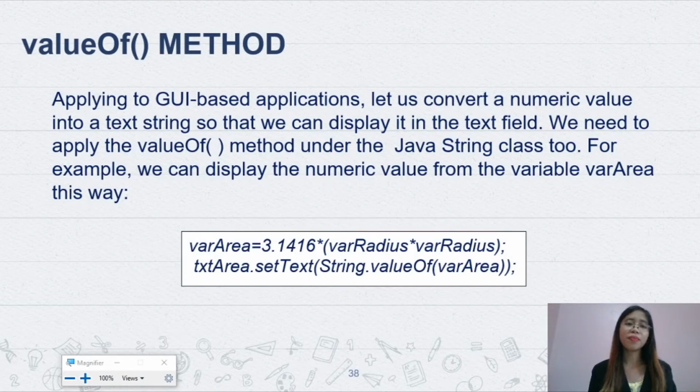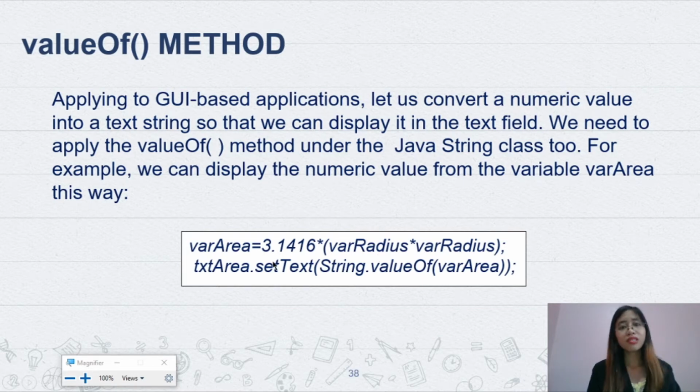Yan. So, applying to GUI-based applications, so let us try to convert a numeric value into a string so that we can display it in the text field, or even in a label. So, we need to apply the value of method under the Java string class too. So, magbibigay ako ng example mamaya. So, gagamitin na natin siya both, ParseInt and ValueOf. Yan. So, halimbawa, we can display the numeric value of var area this way. Yan. So, halimbawa, meron kang formula dito. You have the pi, 3.1416 times var radius in order to get the area.